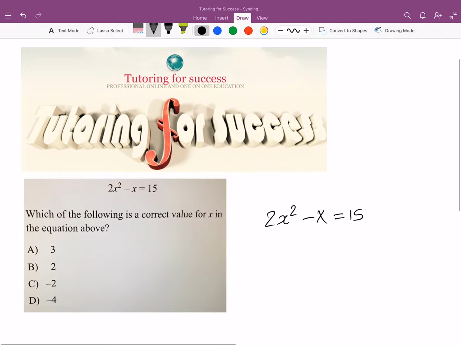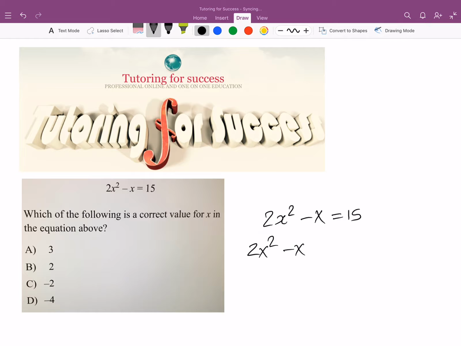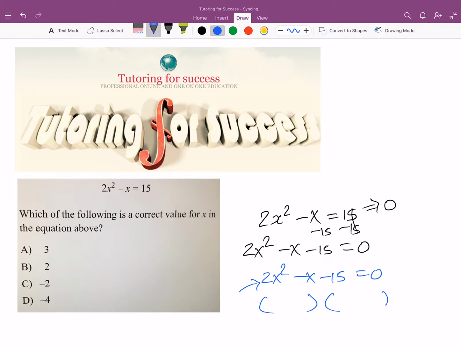So let's do that. With 2x squared minus x, I want all these numbers and terms on one side, and on this side I want to leave 0. So let's subtract 15 on both sides. I get 15 here, and this cancels out, so I get 0. So I have 2x squared minus x minus 15 equals 0. You notice this x squared has a coefficient of 2, so we can just FOIL it out right away. This is the quickest way to solve our equation.